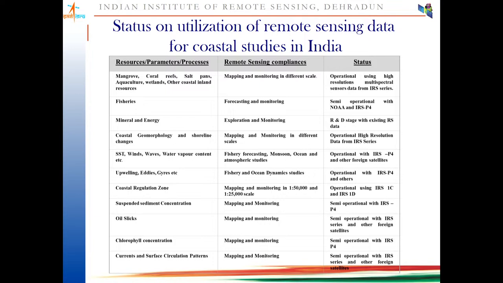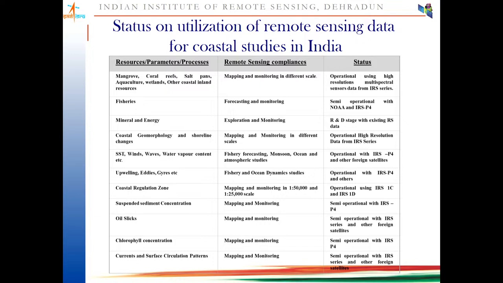They are operational with the IRS P4. We can map the CRZ, coastal regulation zone, which I am coming to in the subsequent slides. The entire Indian coast has been mapped for CRZ at 1:50,000 and also, in selected places, at 1:25,000 scale. We also get to know the suspended sediment concentration, which we call SSC. SSC study is possible using our ocean color sensor data for mapping and monitoring, IRS P4 and P6.